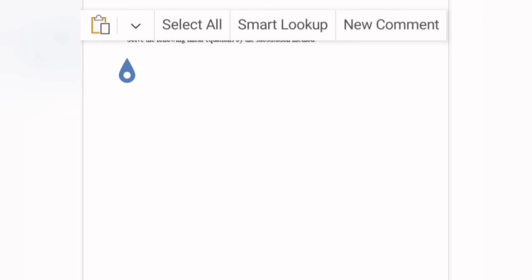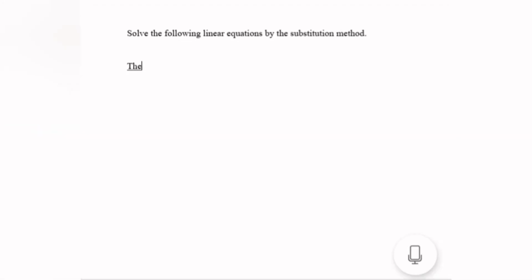Solve the following linear equations by the substitution method. The pair of linear equations formed are x plus y equal to 14, let it be equation 1, and x minus y equal to 4, let it be equation number 2.